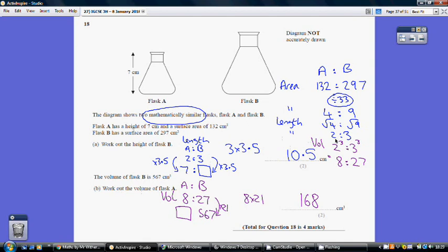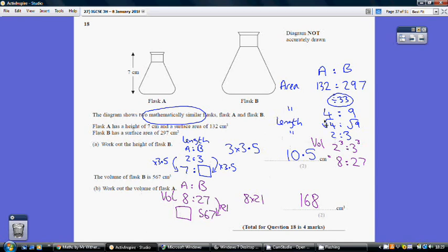Now if my length ratio is 2 to 3, my volume ratio is 2 cubed to 3 cubed, which is 8 to 27. So that's my volume ratio, 8 to 27. Now I'm told that the volume of B is 567. I need the volume of flask A. So looking vertically, I can see that 27 to 567 I've had to multiply by 21. So I've got to multiply the 8 by 21, giving me a volume of 168 for flask A.